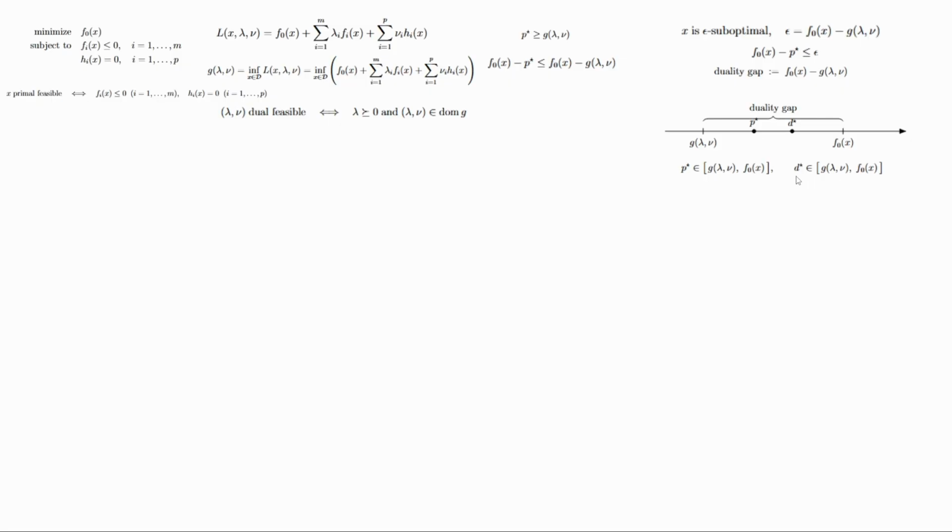Now, how do you know when to stop? What's the stop criterion? Well, what you can do is define some epsilon beforehand and run your algorithm, producing a sequence of primal and dual feasible pairs. And then the moment the gap drops below your tolerance, your epsilon, stop. You have a certified epsilon suboptimal point.